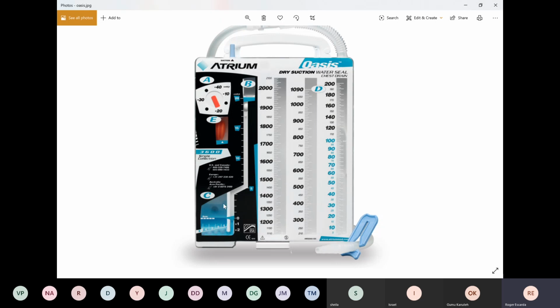This is bottle number two. This is your water seal. Same 2 centimeters here. It says 2 centimeter, there's an arrow, you can't miss it. So you fill that with sterile distilled water up to the 2 centimeter line. And this is now your water seal. This is your bottle number two.